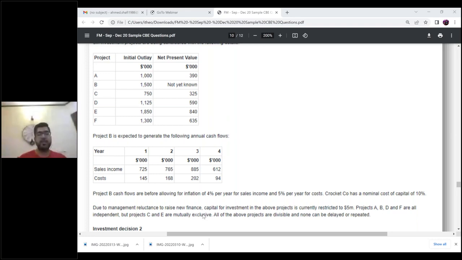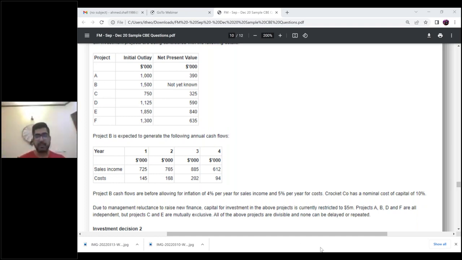Due to management's reluctance to raise new finance, capital for investment in the above projects is currently restricted to 5 million. Capital restricted to 5 million means we are facing capital rationing, a shortage. Projects A, B, D and F are all independent, but projects C and E are mutually exclusive. All of the above projects are divisible and none can be delayed or repeated.